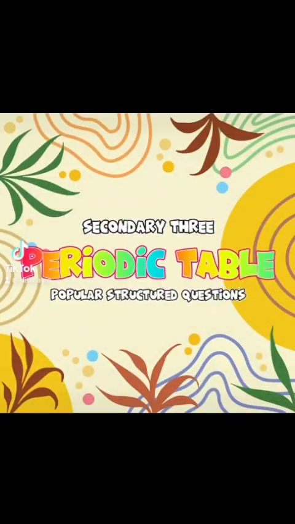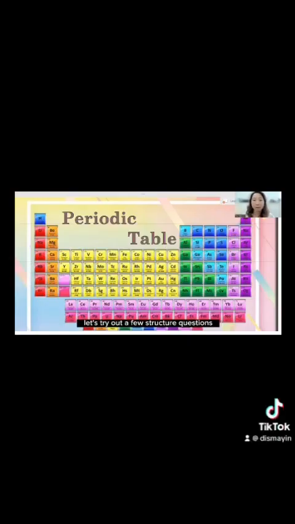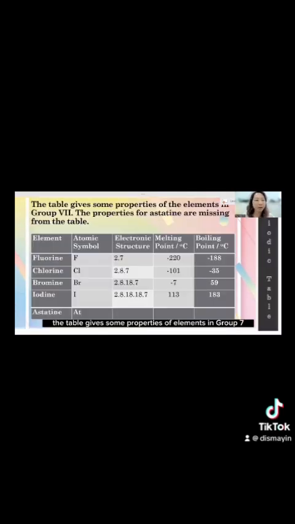Periodic table. Let's try out a few structured questions on the periodic table. The table gives some properties of elements in group 7. The properties for astatine are missing from the table. So you can see a table where all the elements under group 7 are listed, followed by all the other information like electronic structure, melting and boiling points. Right, and it's quite obvious that astatine has many blanks, so we are supposed to arrive at it.